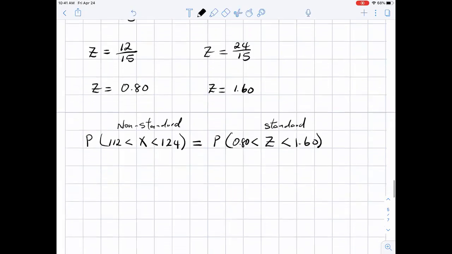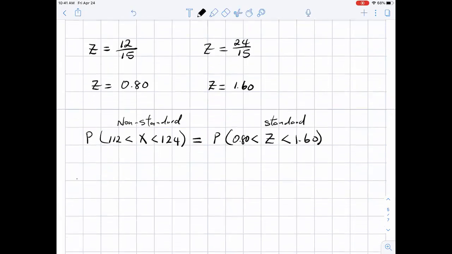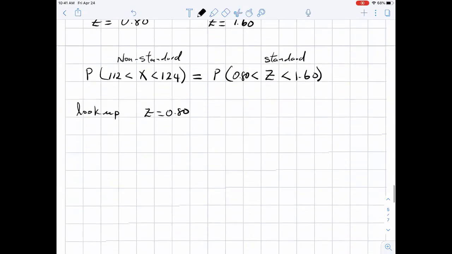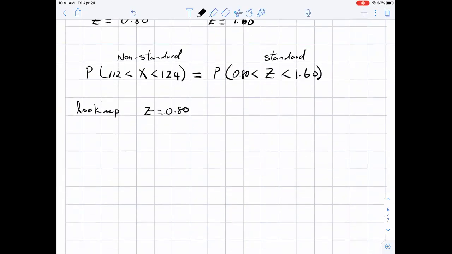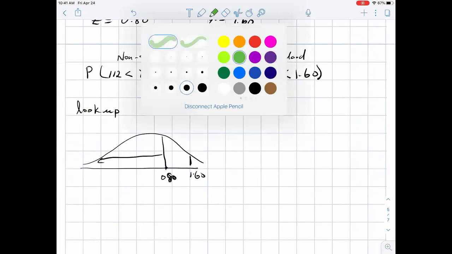Okay, so let's look up. What is it when z is equal to 0.80? So 0.80, let's say, is here, and then 1.60. When you look up 0.80, you're getting this area here, right? This is the area you're getting when you shade.